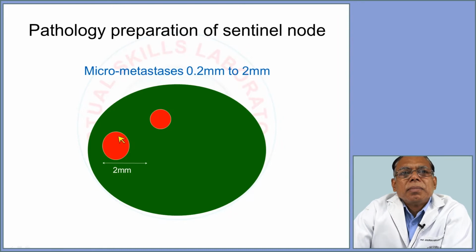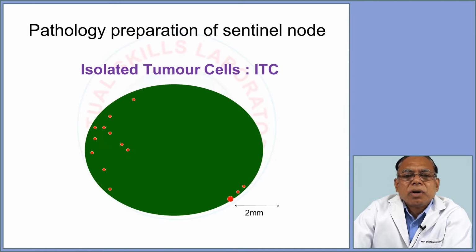If tumor focus in the node is less than 2 millimeter, measuring between 0.2 millimeter to 2 millimeter, we call it micrometastasis. Micrometastasis 0.2 to 2 millimeter in diameter. So more than 2 millimeter would be called macrometastasis, less than 2 up to 0.2 will be called micrometastasis. And what do we call if we have any tumor cell or a group of cells measuring less than 0.2 millimeter? So they will be called isolated tumor cells.